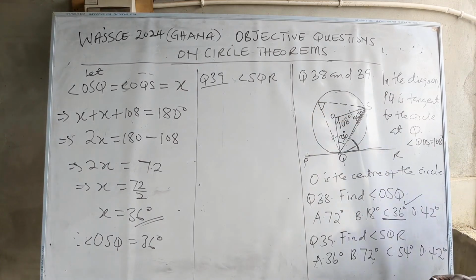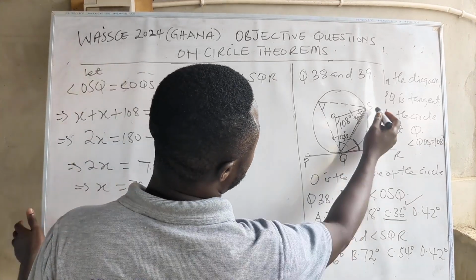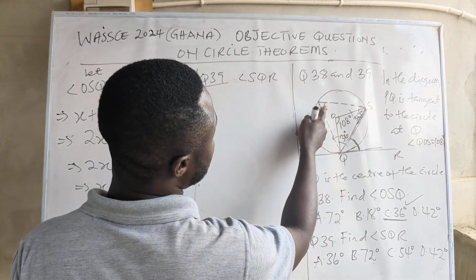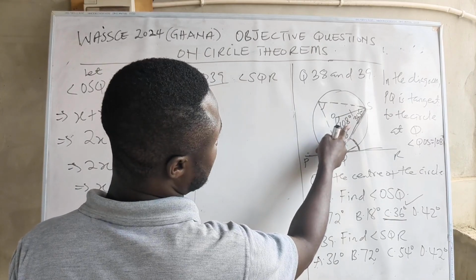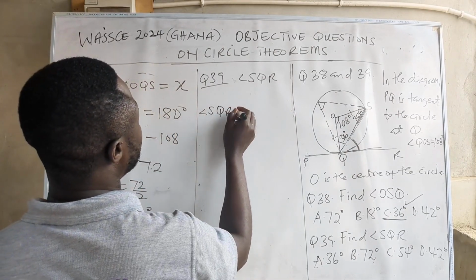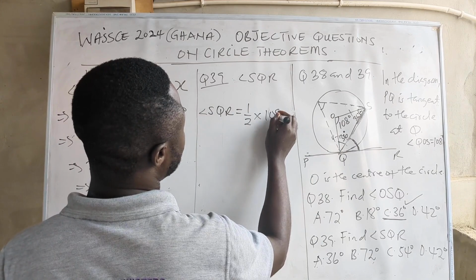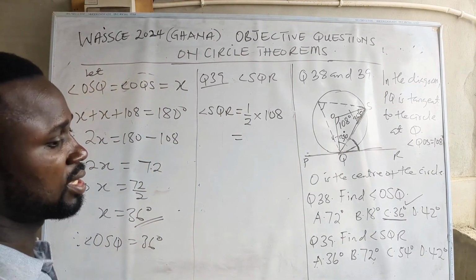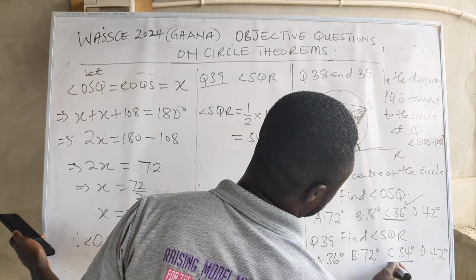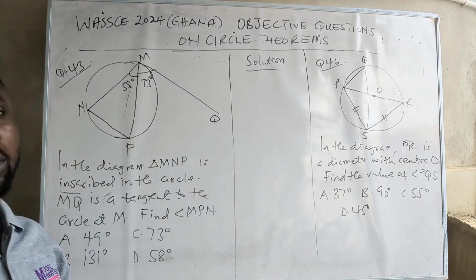So what we can say is that our angle SQR is the same as here, it is half of the 108, because this angle is the same as this angle. So angle SQR is half of 108, which is 54 degrees. So our answer is C, 54 degrees.